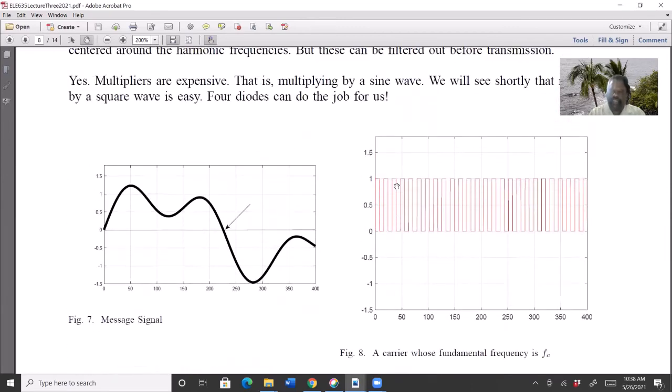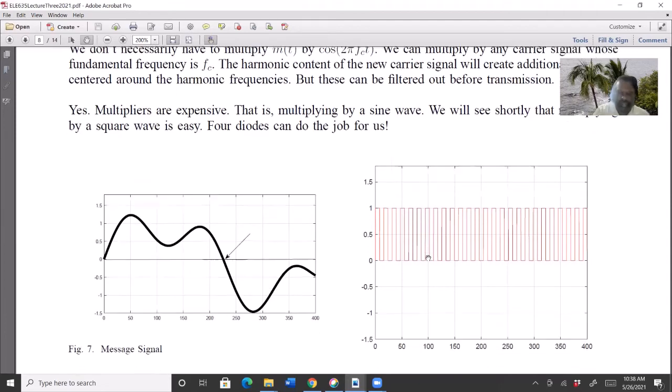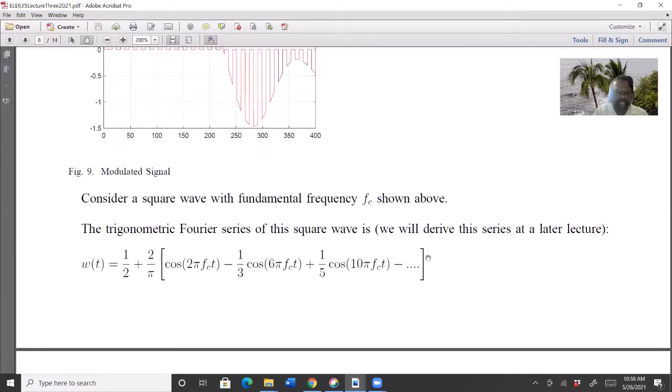But you have to understand a square wave is going to have cosine at FC and also 2FC, 3FC. So basically modulation is happening around FC, 2FC, 3FC, 4FC. What we do is we filter out the other carrier frequencies. Okay. Now, the basic idea is this.